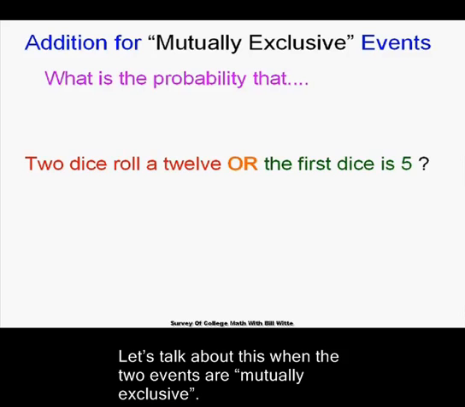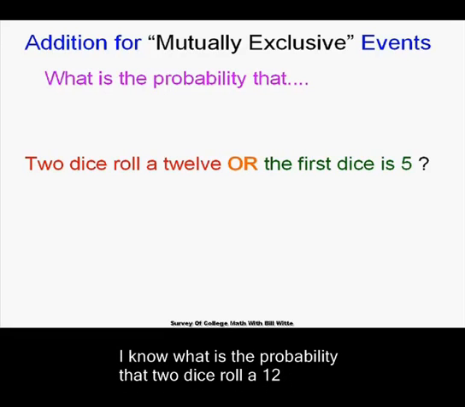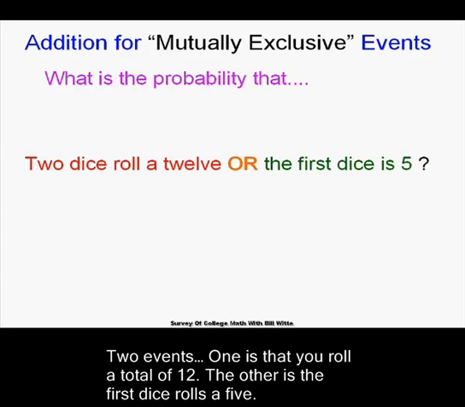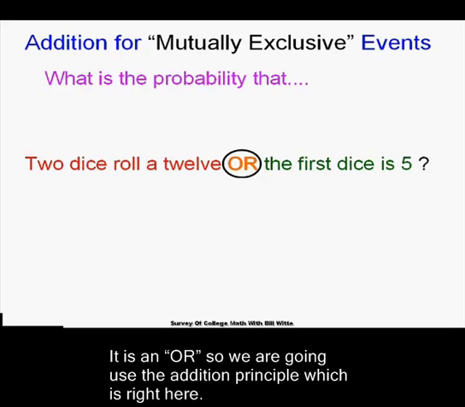Let's talk about this when the 2 events are, quote, mutually exclusive. Maybe we don't know. Let's talk about what mutually exclusive even means. Okay? Consider this problem. I want to know, what is the probability that 2 dice roll a 12, or when you roll the 2 dice, the first dice is a 5? Two events. One is that you roll a total of 12. The other is the first dice rolls a 5. Well, let me warn you, this one's going to be a little bit weird. It is an OR, so we are going to use the addition principle.